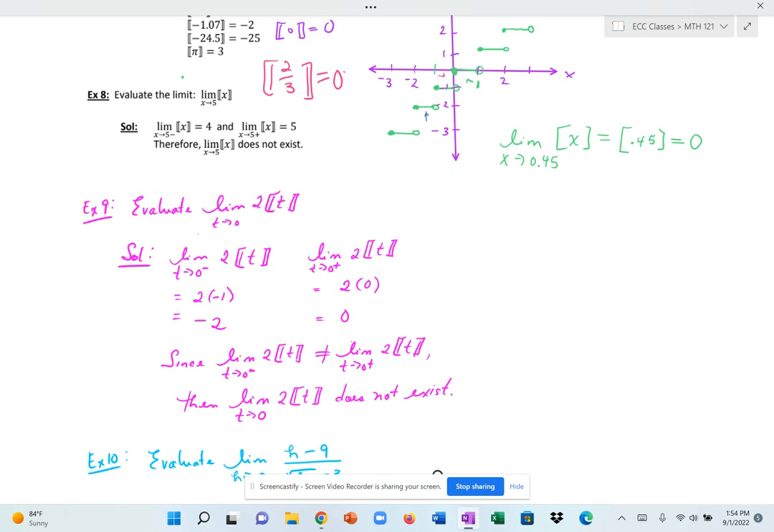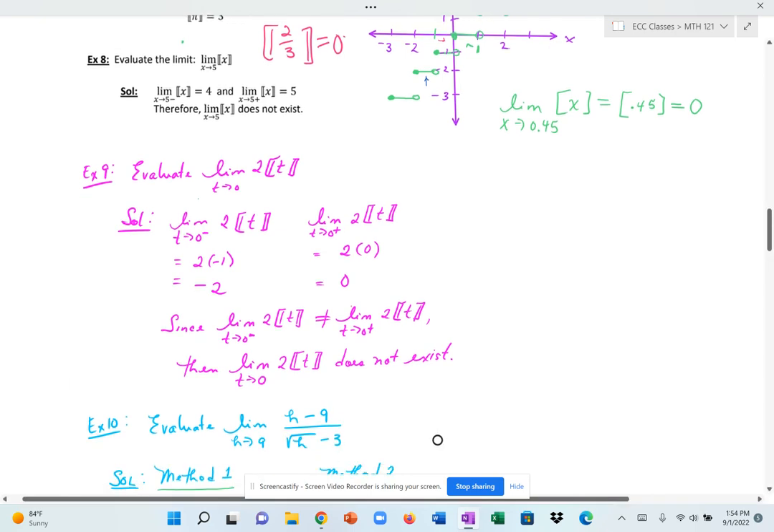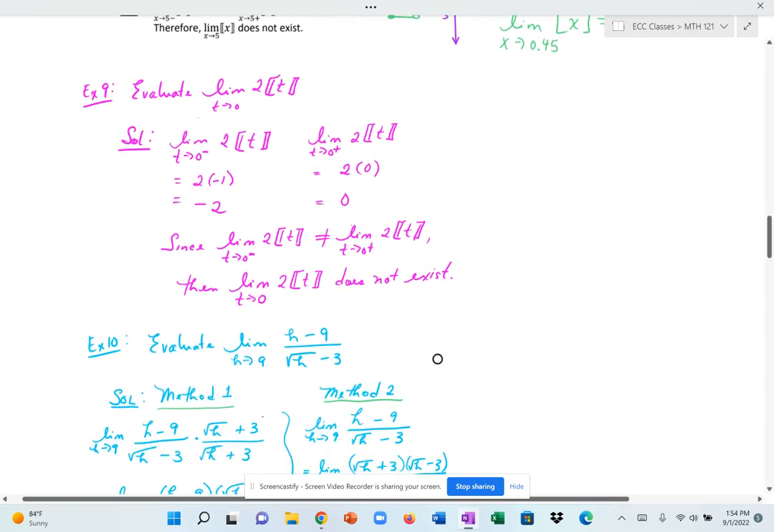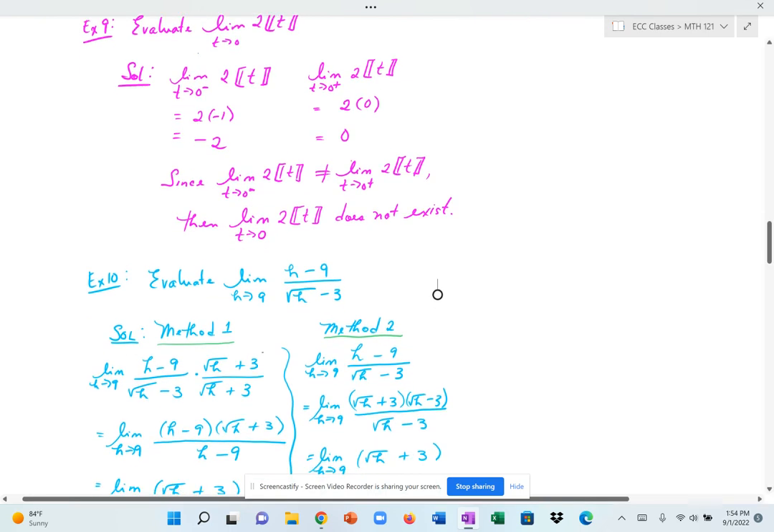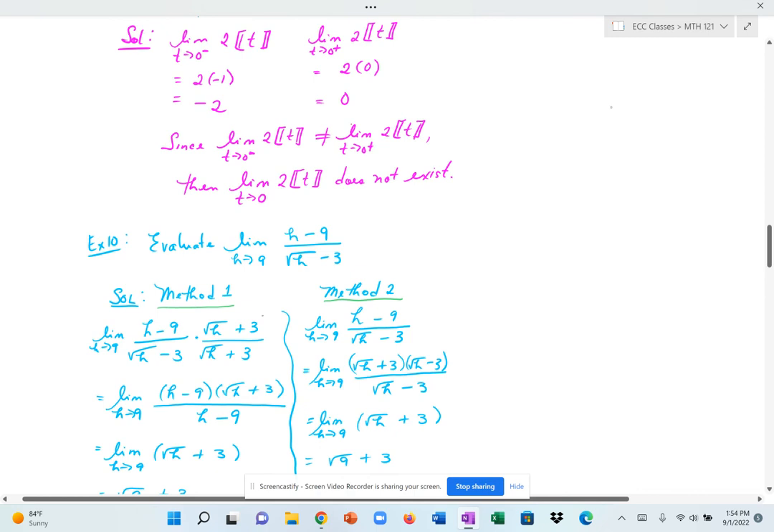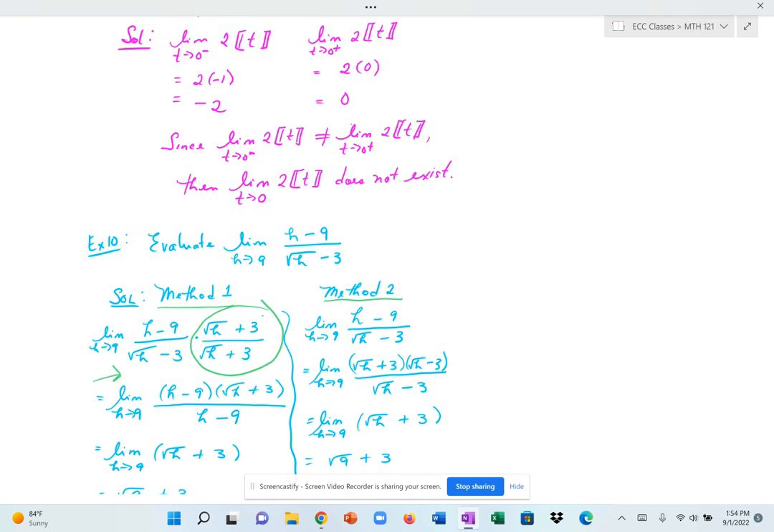Okay, so here are other examples, not greatest integer, where we are using other algebraic techniques to evaluate a limit. So we have the limit as h approaches 9 of h minus 9 over the square root of h minus 3. I did this in 2 different ways. With method 1, I use the concept of conjugates. So the conjugate of my denominator, which is root h minus 3, is root h plus 3.